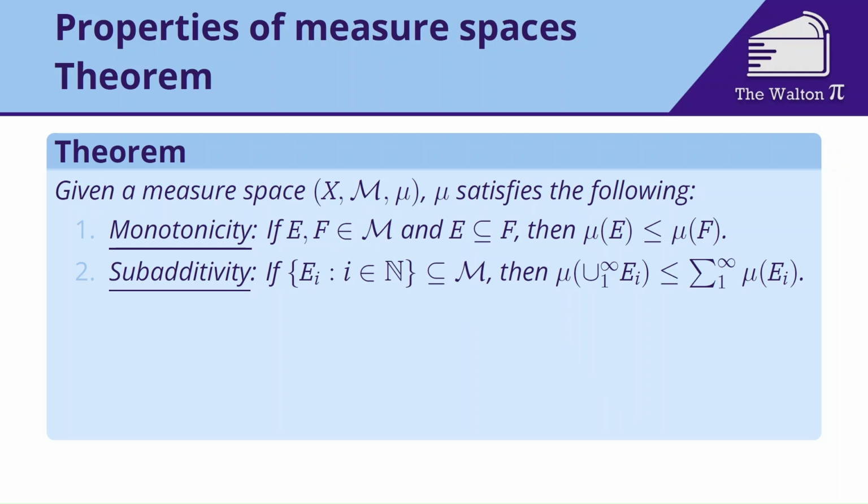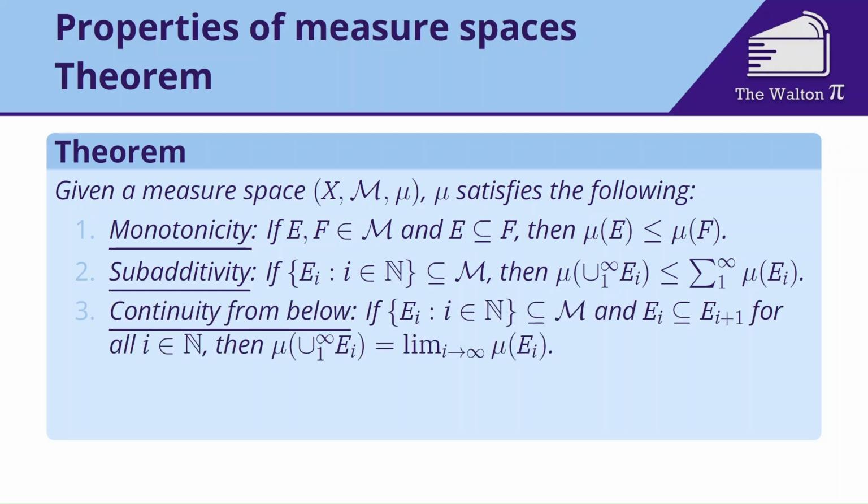Second, mu is subadditive. That means if E_i is a countable collection, then the measure of their union is less than or equal to the sum of their measures. There might be some overlap, so that's why we don't have equality, but we are able to say that the measure of their union is less than or equal to the sum of their measures.